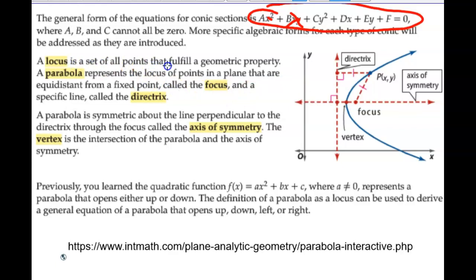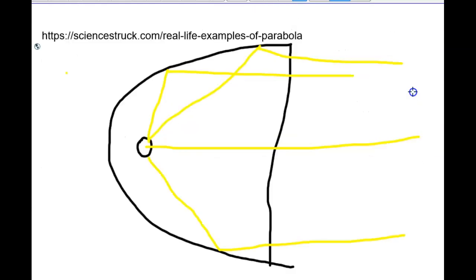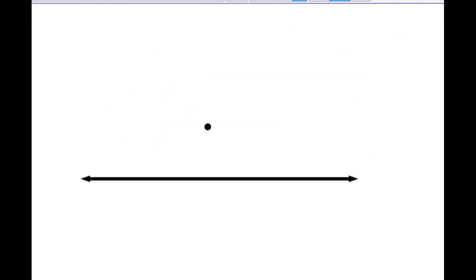The fancy geometry definition for a parabola is that all the points on the parabola are the same distance from this line as they are from the focus point. And that line is called the directrix. Let me show you here, okay?